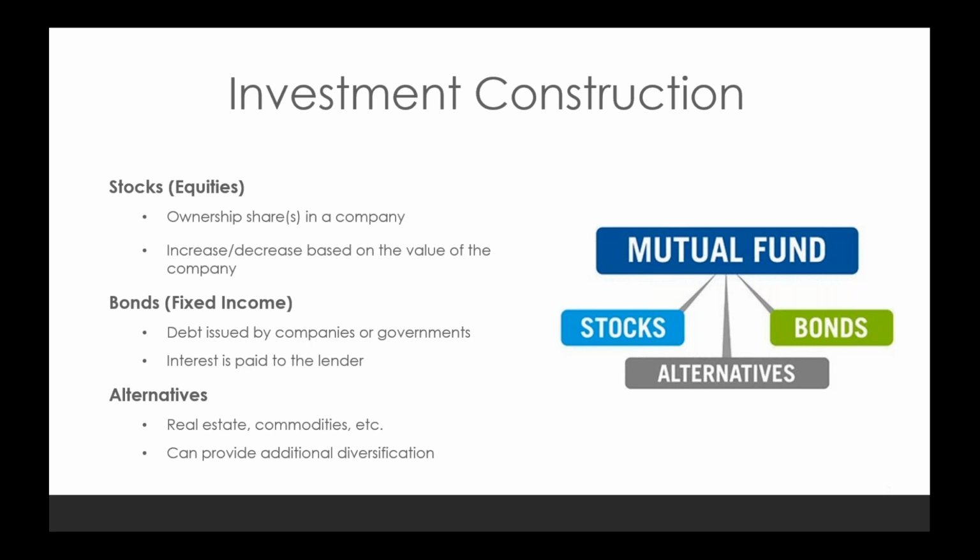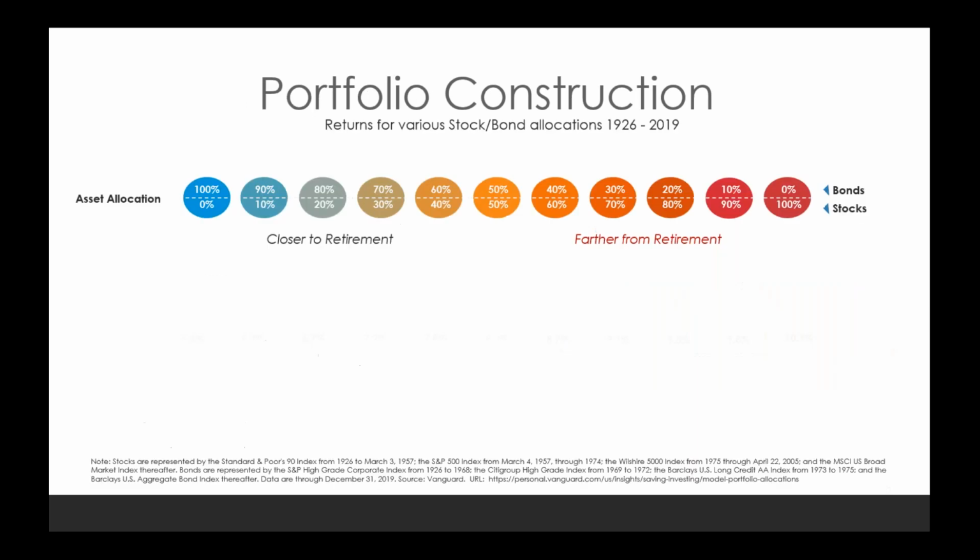Bonds or fixed income are the other primary investment type and are debt issued by companies or governments. With bonds, investors lend money in exchange for interest payments that they'll receive while the money is being lent. Some mutual funds will utilize other alternative investments such as real estate, commodities, etc. These investments can provide additional diversification for your portfolio, but may require additional research if you're unfamiliar with how they operate.